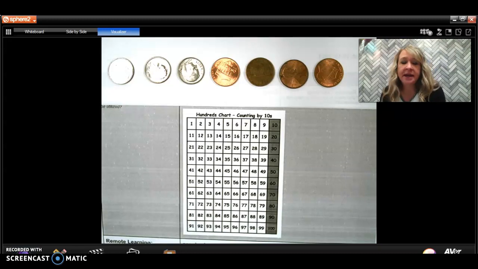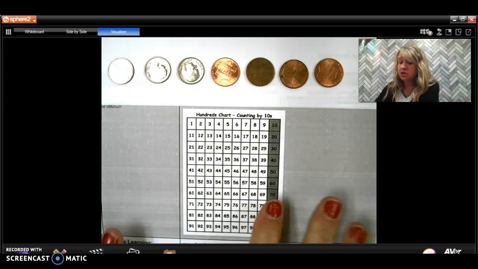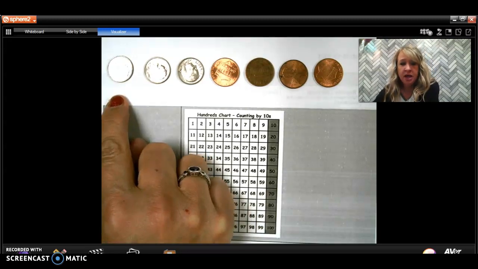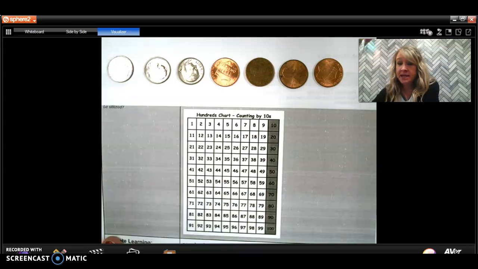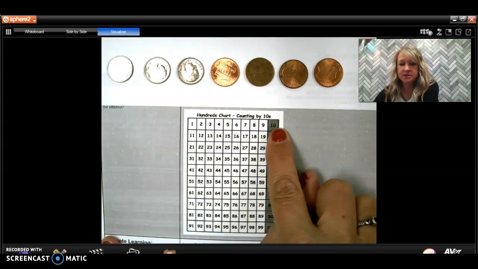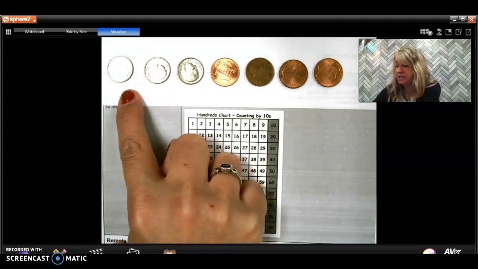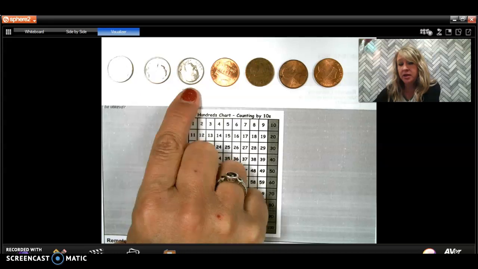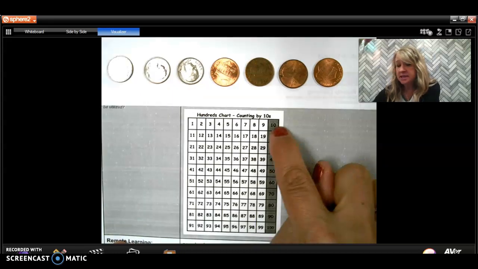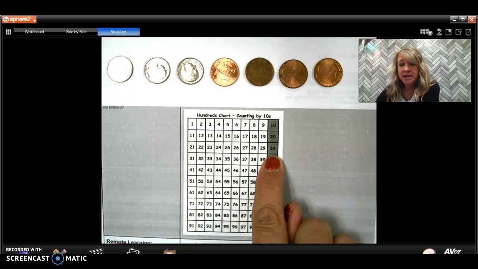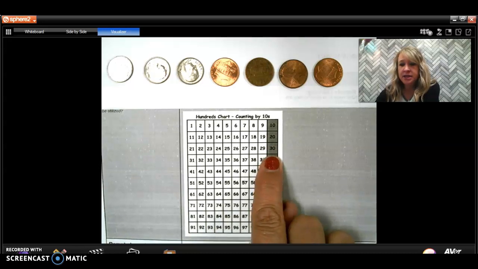Another way we can count our money is to use a 100 chart. So we're still going to start with the largest value coin, which is our dime. Our dime is worth what? 10 cents. So now we have another dime. So we're going to count by tens 3 times. 10, 20, 30. You count by tens. Now we got to the pennies. What are we going to need to count now?